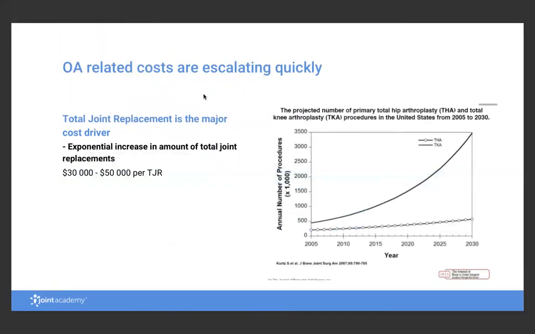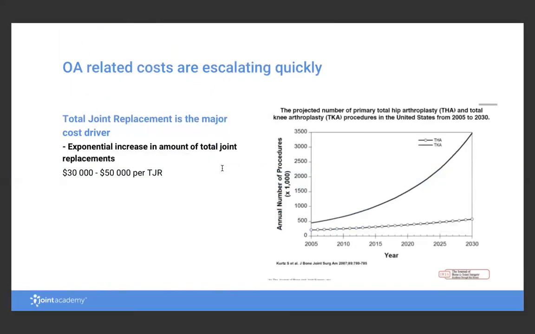This is one of my favorite graphs. I actually talked to the people that did this research, and I said, is this speculative? Are you just speculating that joint replacements will go up? And they said, no, this is what's going to happen. And we're actually right at the beginning of the curve. So if you look at the year 2020, you'll see the curve start to go straight up, especially for knee replacements. Hip replacements, not quite as much.